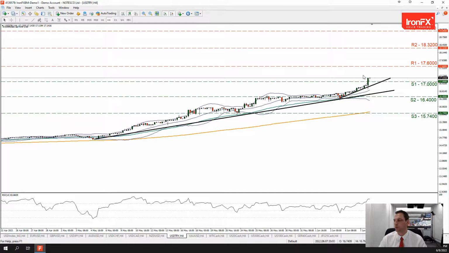we would require a clear breaking of the S1 17, break also the S2 by breaking also the pre-mentioned upward trend line, and the price action to dive lower than the S2 16.40, with the ultimate target for the bears being the 15.74.